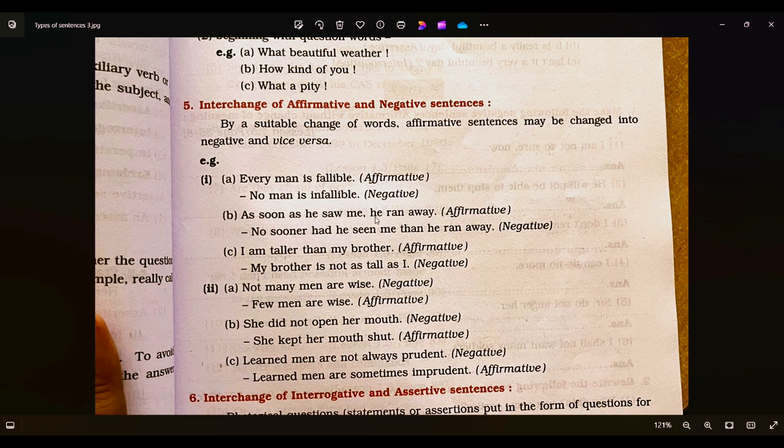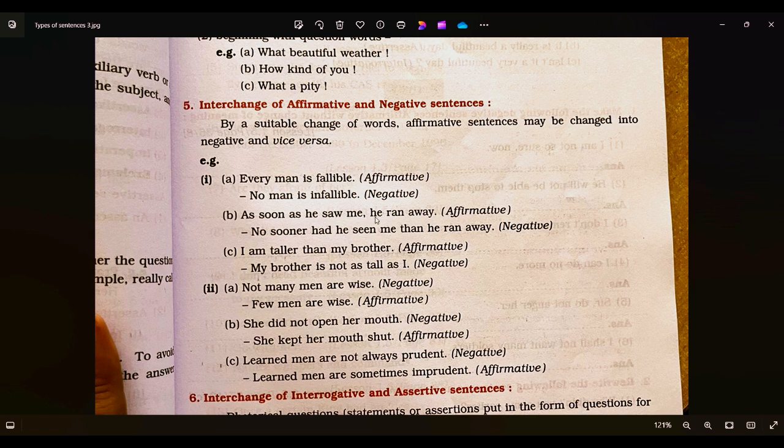You can see the second sentence, as soon as he saw me, he ran away, which is an affirmative sentence. And remember students, whenever you find the words as soon as, the easiest way to make this sentence negative is no sooner. That is also another transformation, the no sooner sentence. A question can be asked like this, or sometimes they even ask that instead of as soon as, use no sooner than. Here you see as soon as we have removed completely because it is one conjunction. Instead of that we have used no sooner than.